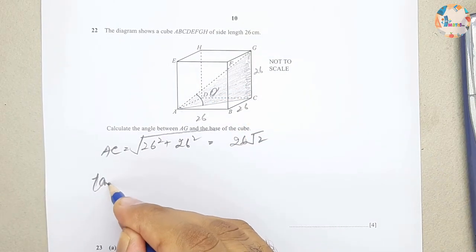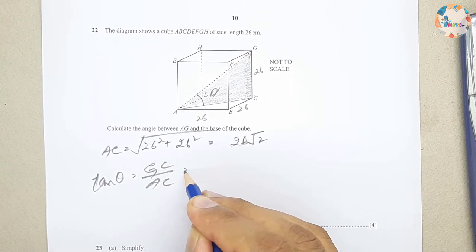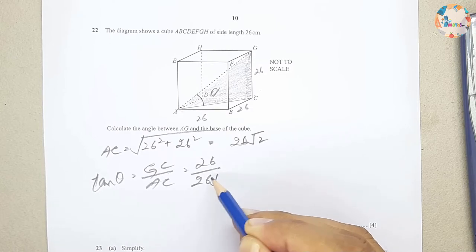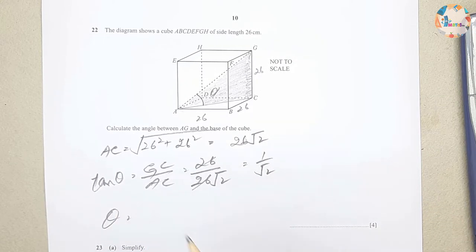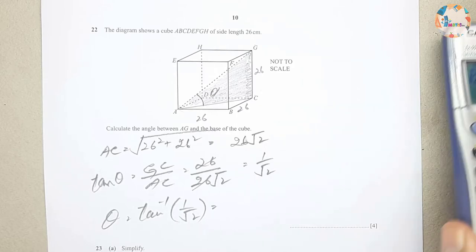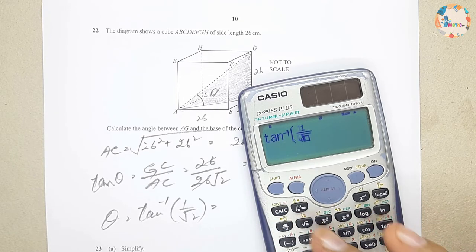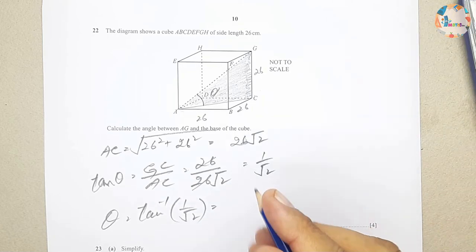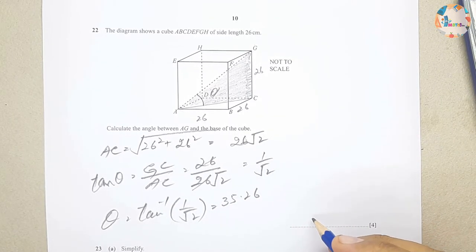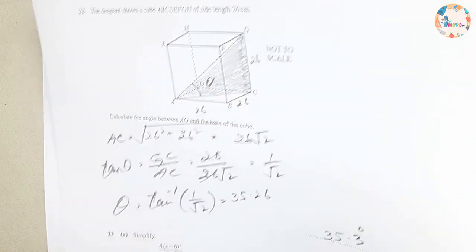So tan theta will be equal to GC over AC, which is equal to 26 over 26 under root 2, and this will be cancelled, so it will be 1 over under root 2. And so theta will be equal to tan inverse of 1 over under root 2. And this one we can calculate, inverse tan of 1 over root 2, and this will be equal to 35.26, which is equal to 35.3 degrees basically. So this is how we are dealing with this question.